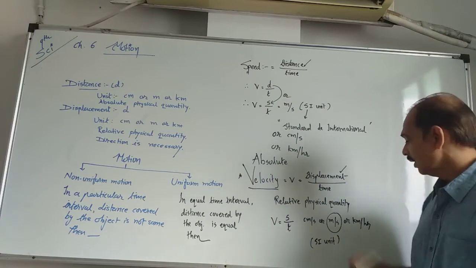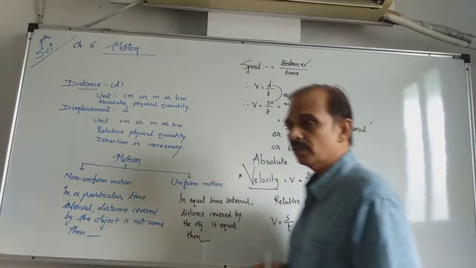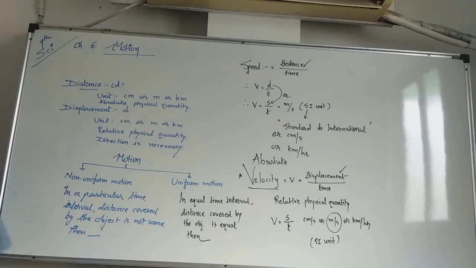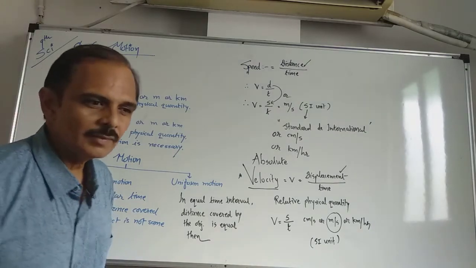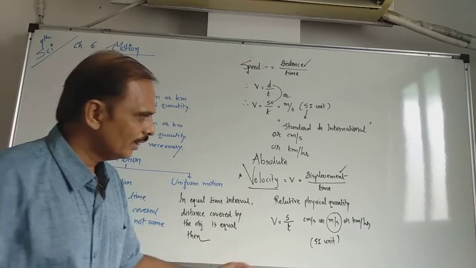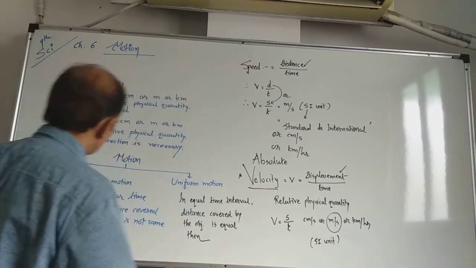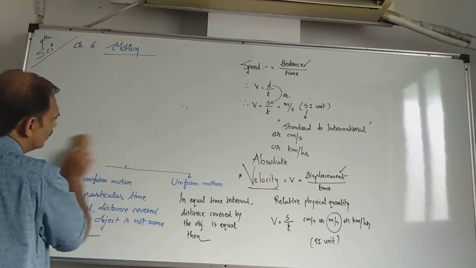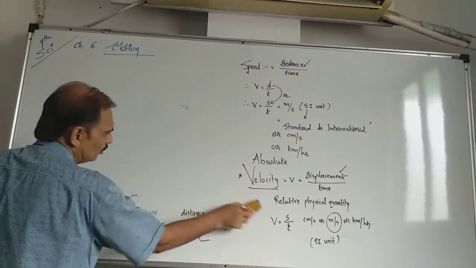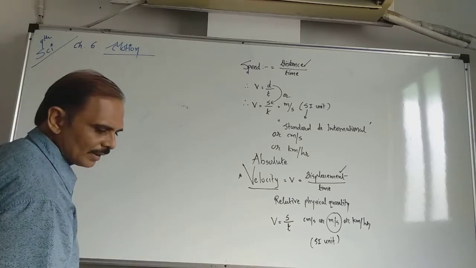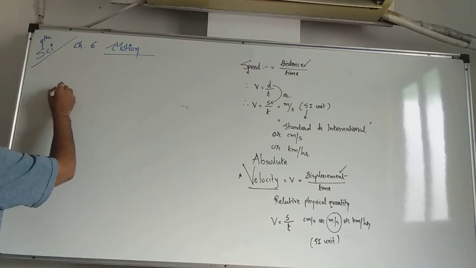Suppose kilometer per hour is given in the numerical, then you have to convert it into meter per second. The next question: how can we convert kilometer per hour into meter per second? It is very easy. You know the relation between kilometer and meter, and you know the relation between hour and second.